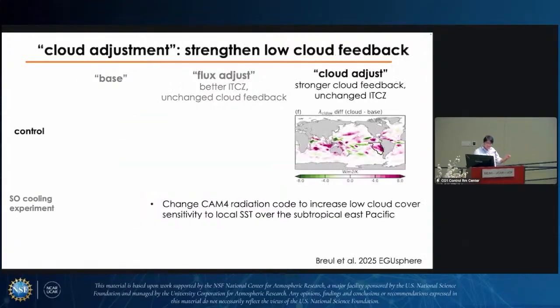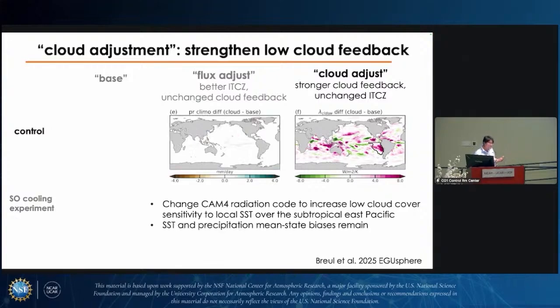In another set of simulations, in the control, we explicitly change model physics in the radiation code by artificially increasing low cloud cover sensitivity to local SST anomalies to match satellite observations. So in this set of simulations, we have stronger cloud feedback, especially over the subtropical Eastern Pacific stratocumulus deck. And this change doesn't result in any substantial changes in the long-term mean state of precipitation and SST. So in this set, we got a better cloud feedback, but still a double ITCZ bias.